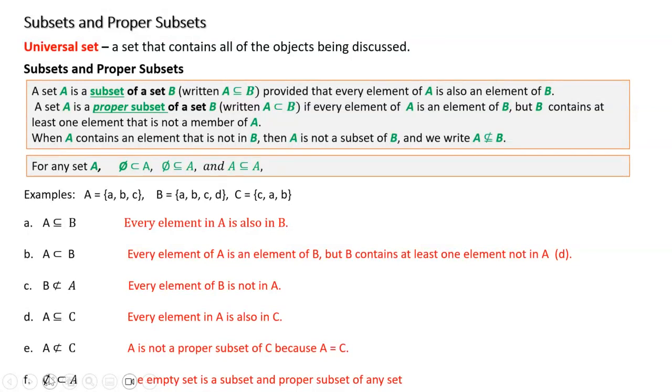And now for F, the empty set is a proper subset of A. It is true, right? Because remember the definitions? The empty set is a proper subset, and a subset of every set. Okay. This is just to get you going, guys, how we use these definitions here. And these are all the true statements, the reason why.